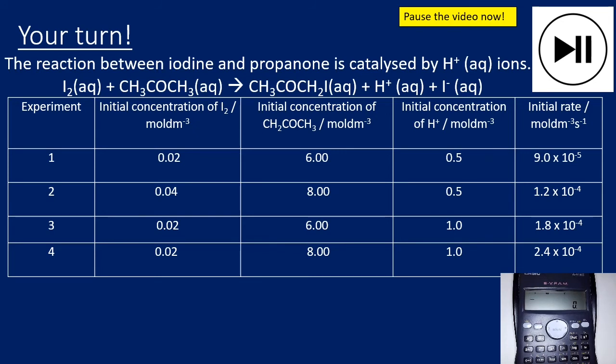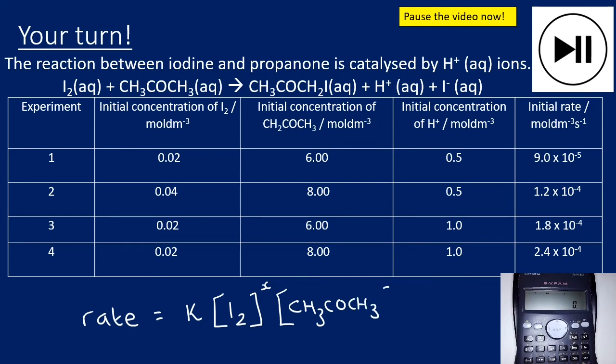Okay, so what makes this one a little bit more tricky is that it's telling you there's an acid catalyst present. So the catalyst can appear in the rate equation. So the rate equation is going to take the form: rate is equal to a rate constant K multiplied by the concentration of I2 to the power of something, then the concentration of CH3COCH3 to the power of something, but also because we're told it's catalyzed by H+, the catalyst can appear in the equation. And I'm putting that to the power of Z.